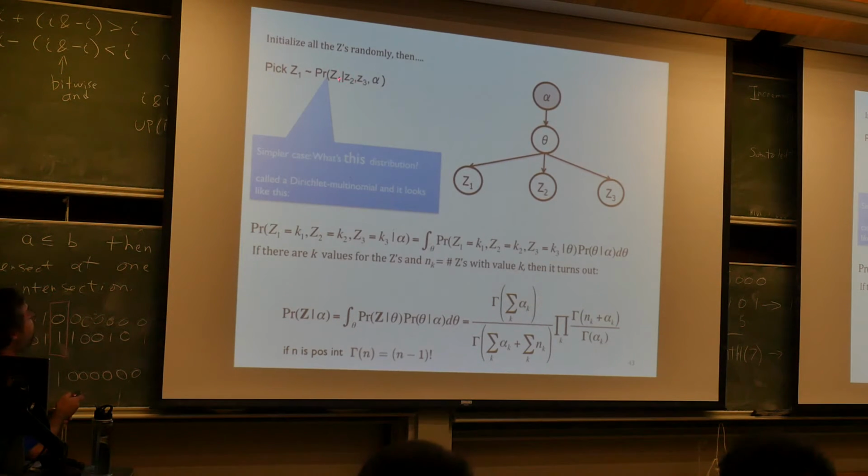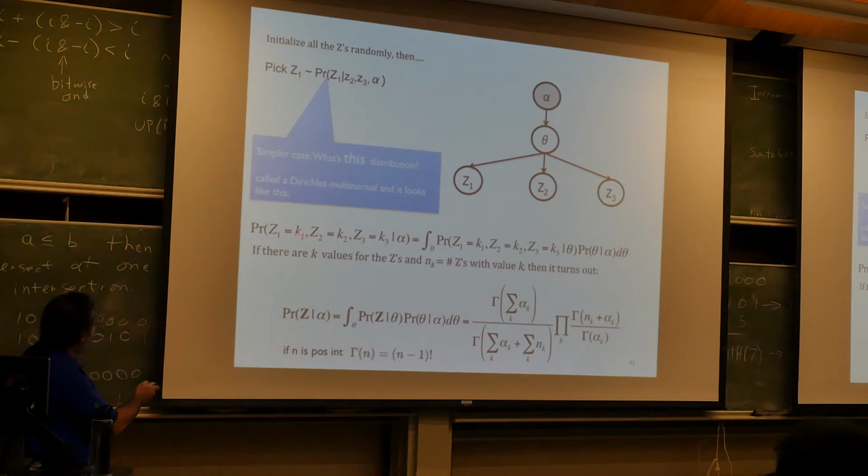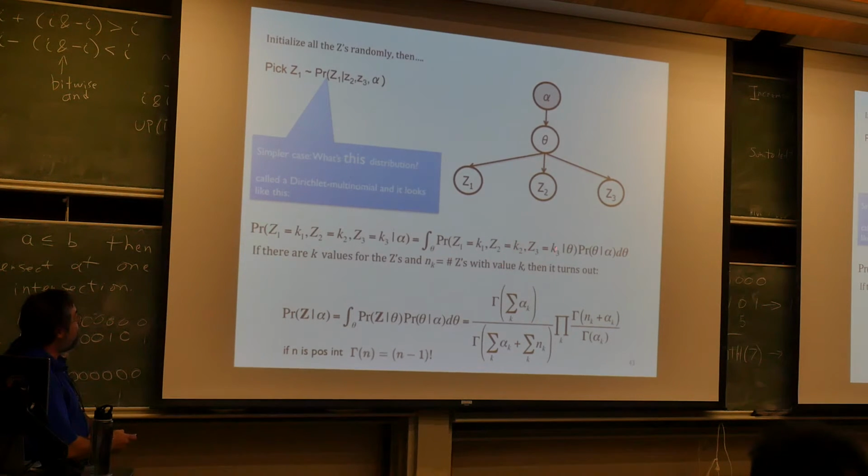This is actually a pretty well-studied distribution, and it has a name. It's called the Dirichlet multinomial. It's basically the probability that z1 equals this value given all these other guys. To do it, you have to marginalize out, so you have to integrate out over this theta. That looks like a bit of a chore.